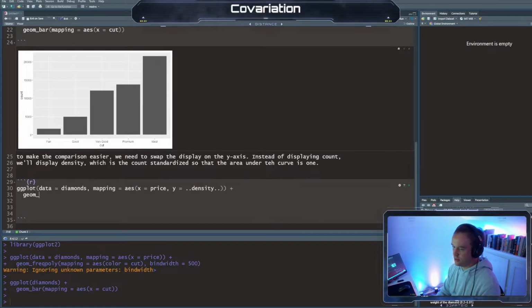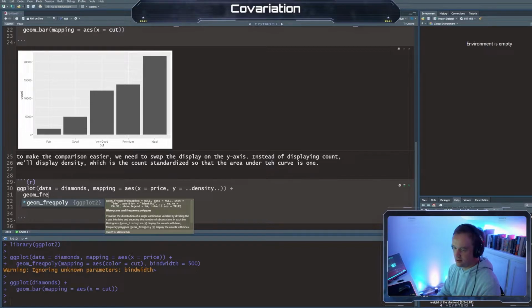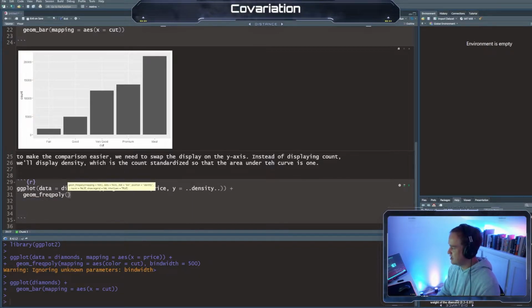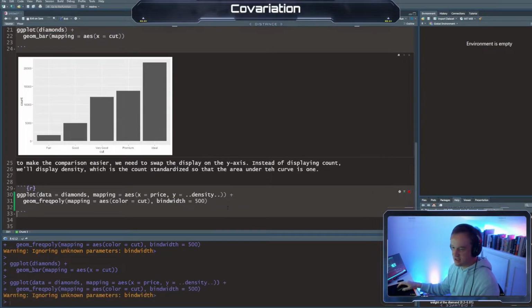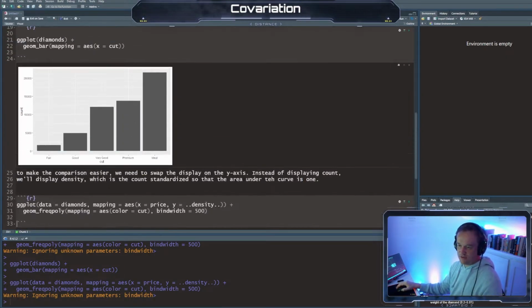And geom_freqpoly, mapping equals aes, color equals cut, binwidth equals 500. Okay, so now by using this, you can see we've changed this graph.